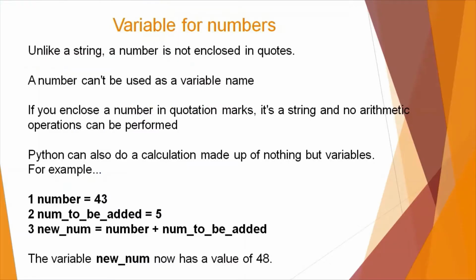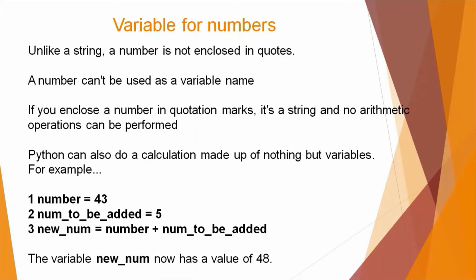So we can also have variables for numbers. We can also assign numeric values to variables and perform arithmetic or different operations on them. Unlike a string, a number is not enclosed in quotation marks. A number can't be used as a variable name. If you enclose a number in quotation marks, it's a string and no arithmetic operations can be performed.